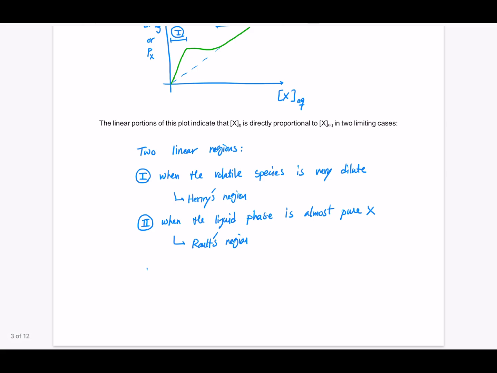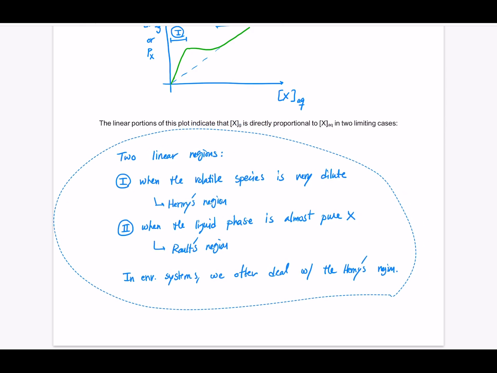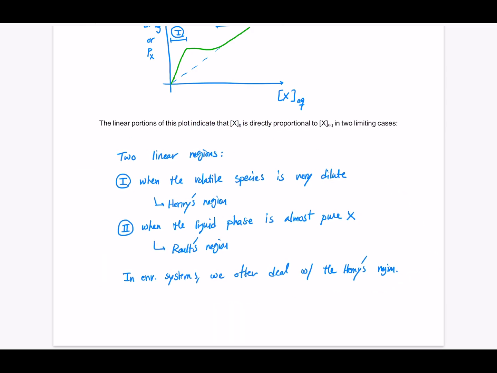So in environmental systems, we often deal with the Henry's region. So we're basically narrowing it down to this region.